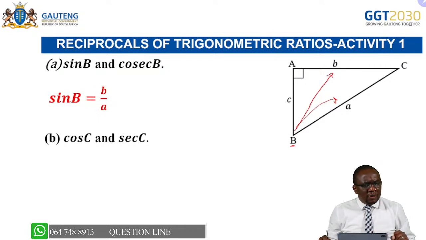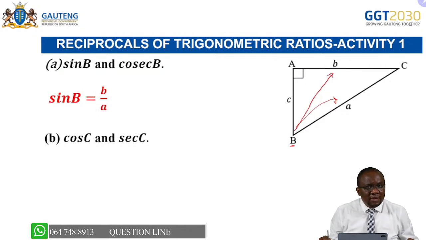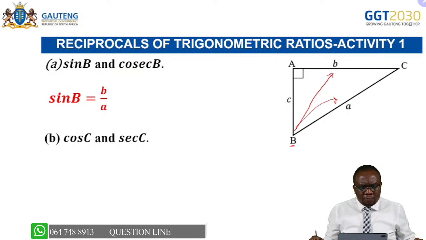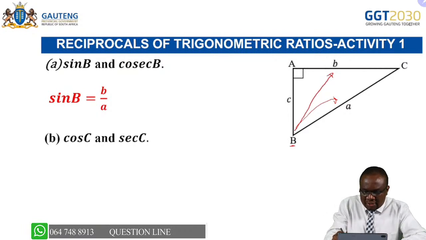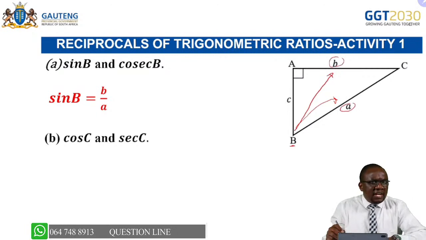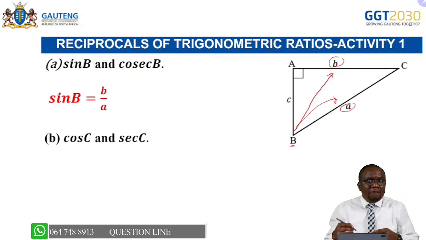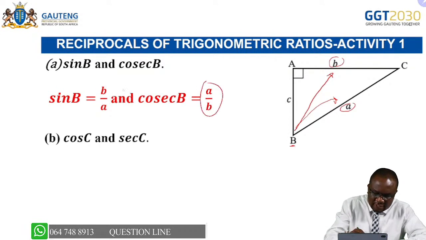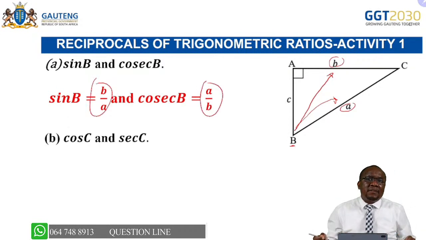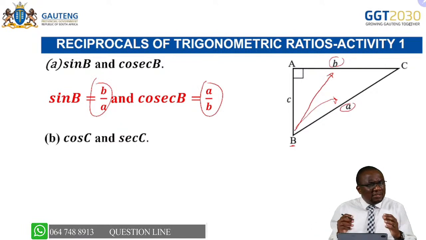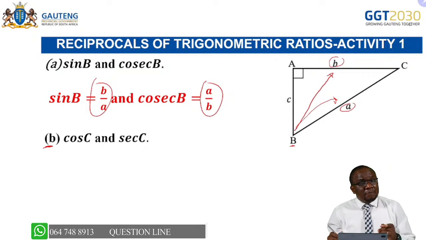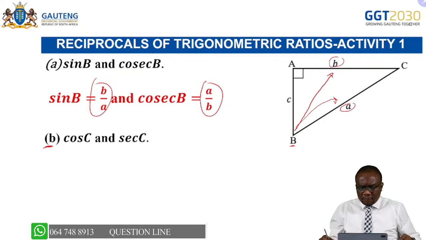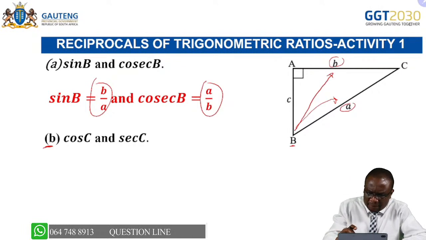So what will be our cosec B? The reciprocal of that is going to be A over B. Remember that it is the hypotenuse side over the opposite side. You see, it's A over B, which is the reciprocal of B over A. If you think you did this B wrong, let me correct it. Please do that. Just try to be ahead of me. Let's go to the next angle, C.